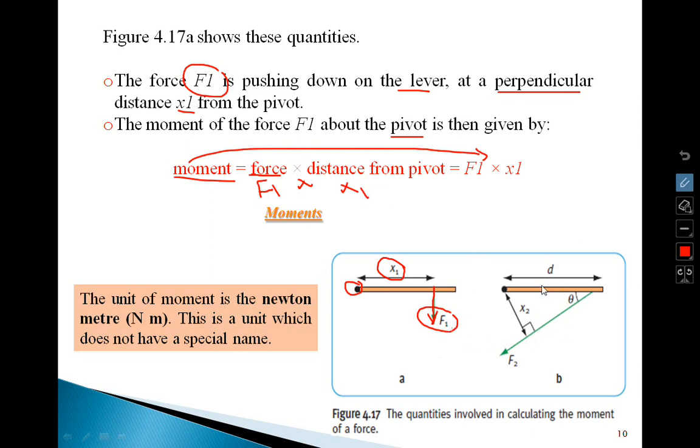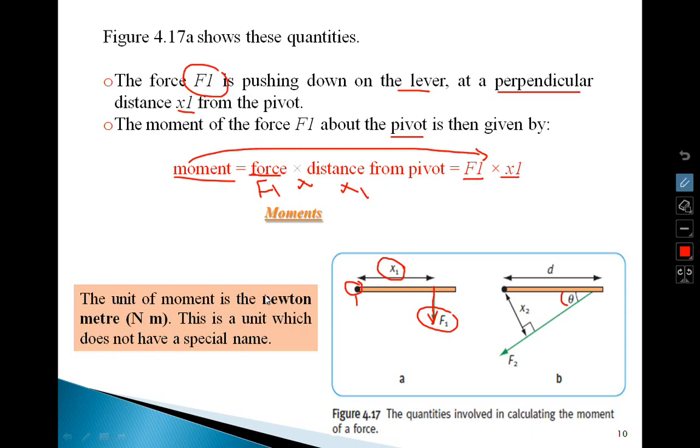This one, figure P, is different, because the force is not perpendicular to x1, there is an angle here. So it's different from this one, and we will see how we could calculate the moment of this. So to conclude, the moment is equal to force times distance. Distance from where? From the pivot. So the moment here is equal to F1 times x1.